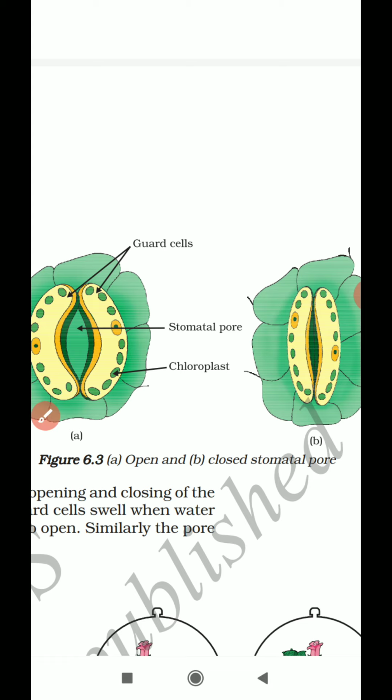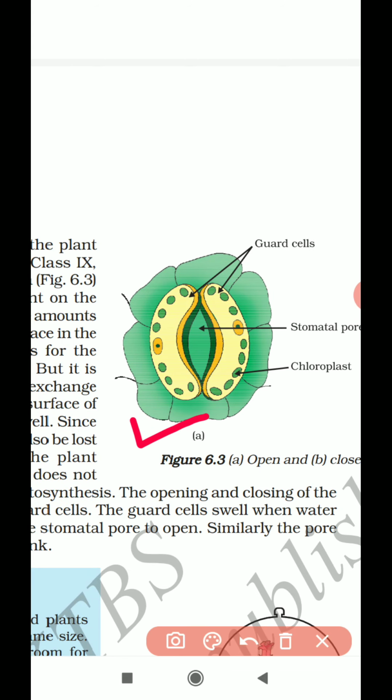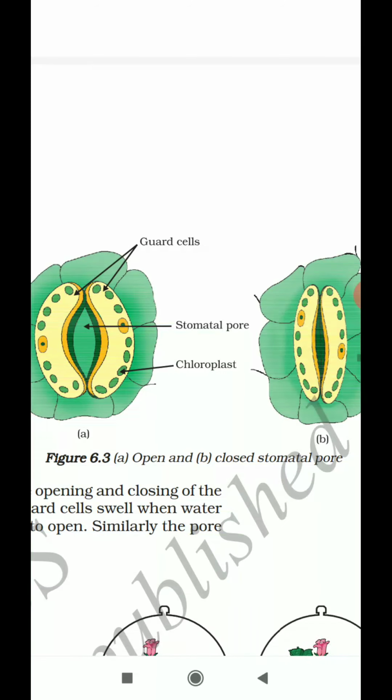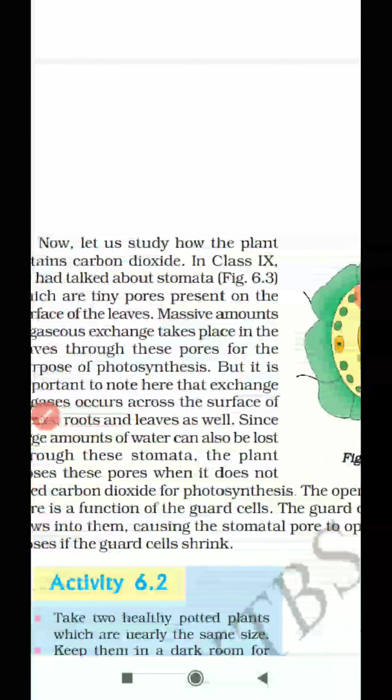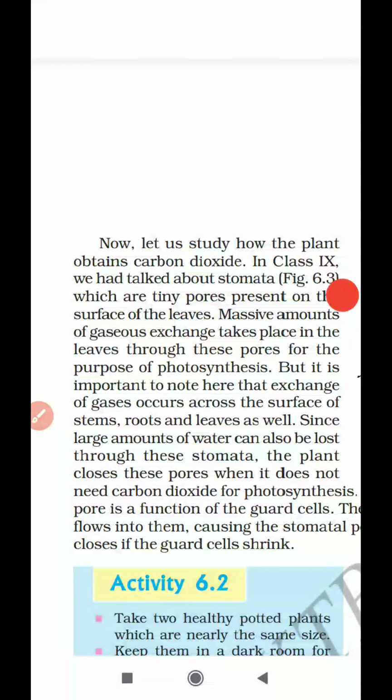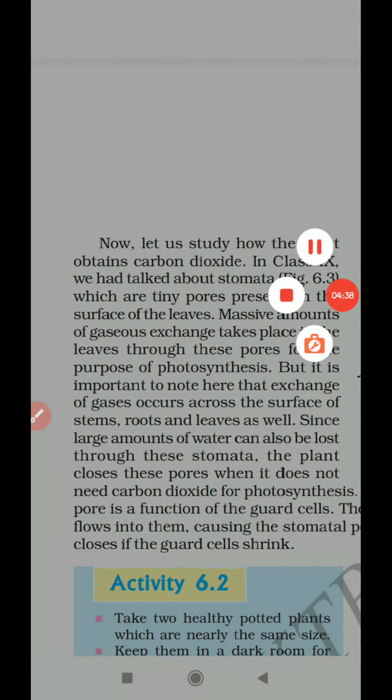Got it clear? So this is the diagram of an open stomatal pore, and this is the diagram of a closed stomatal pore. I repeat again, these two diagrams are very important. Okay, open stomatal pore and closed stomatal pore. So let us show you some video on this stomata.